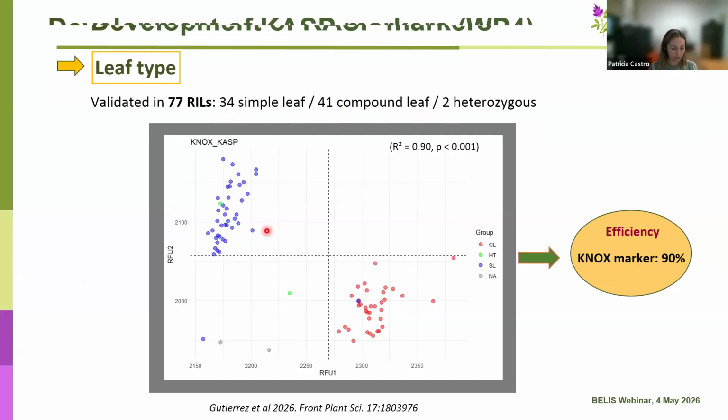As shown in this graph, the simple leaf individuals, highlighted in blue, are clearly separated from the compound leaf individuals highlighted in red. This result demonstrates that the marker has a very high efficiency of around 90% and is highly useful for selecting either simple or compound leaf types.